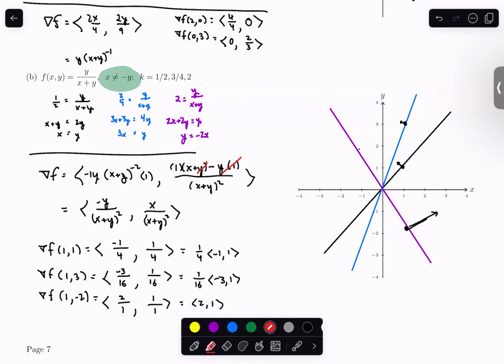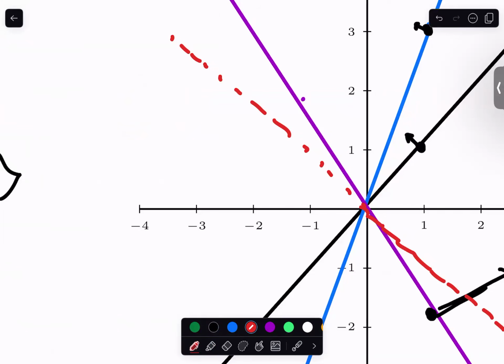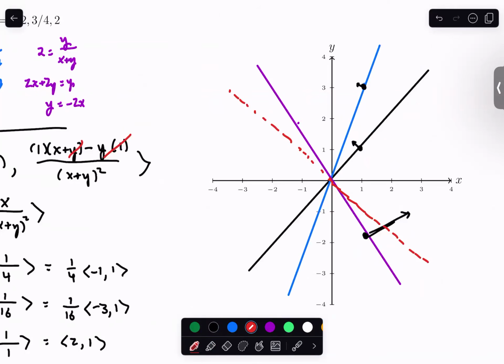So I guess when y is equal to negative x, oops, I didn't mean to have my highlighter, we'd have something like this. So that was y is equal to negative 2x there. y is equal to negative x is something like this. So we could put a dash line to say there's not going to be any pictures here whatsoever.